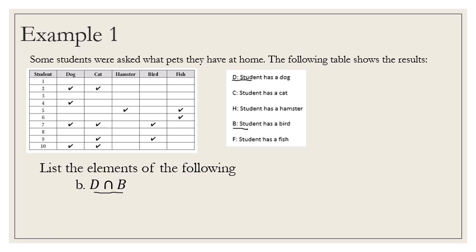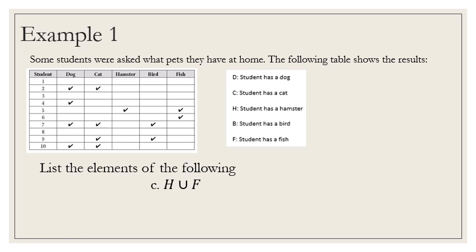All right, so we're looking for dog and bird. As we come over here, this student has a dog but no bird, so they're not one, right? We have to look for both dog and bird. So who has both a dog and a bird? Student number 7, and that's all. So just 7, okay?